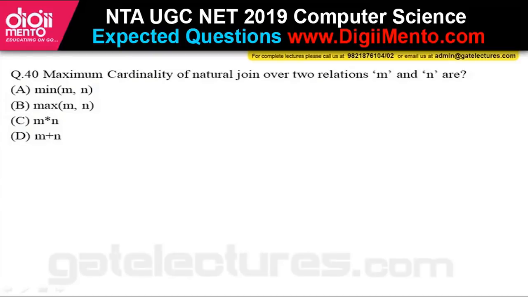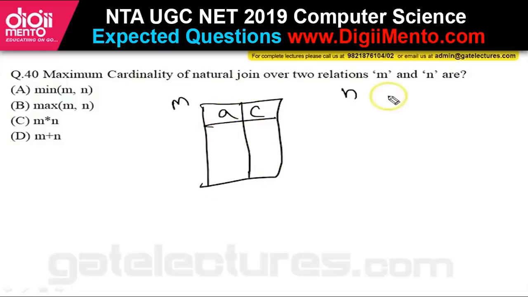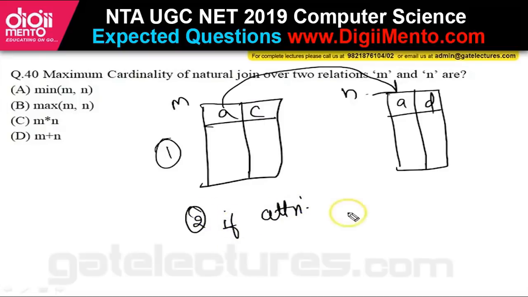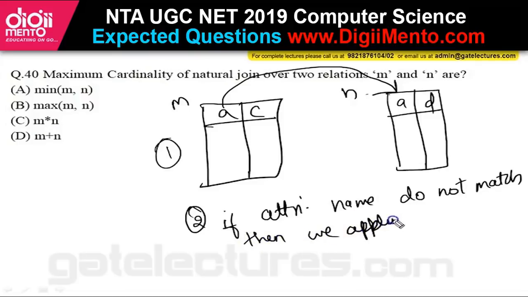So next we have our question. In this they are asking the maximum cardinality of natural join over two relations M, N and R. In natural join, when I want to join two tables, let's say M and N are given, M has attributes A and C, and N has attributes A and D, then the tables will be joined on the basis of the name of the attribute. They must be the same. So this is the first case: the attribute names must match, then only I can do the natural join. But the second case is, if the attribute names do not match, then we apply cross product.